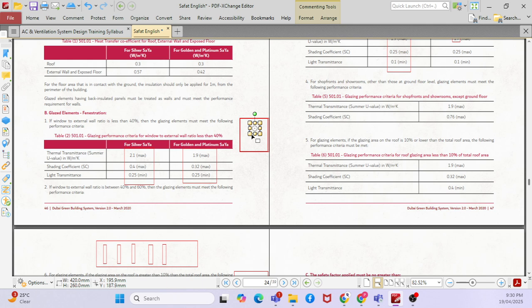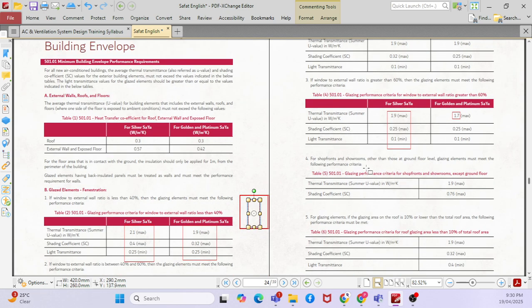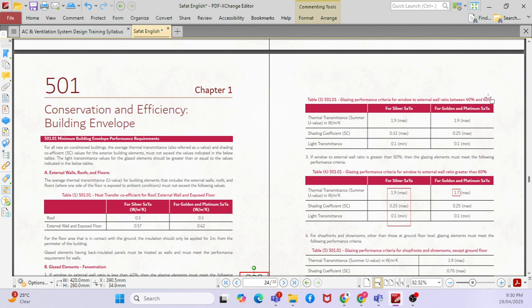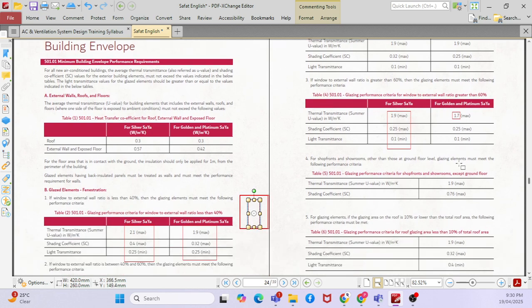Assume that you have a very big window, like a balcony. If that window area is between 40 to 60 percent, then you have to apply this value. When it goes more than 60 percent, you will apply this value. That we will see in the basics. I'm just giving you some introduction for you to read next week.